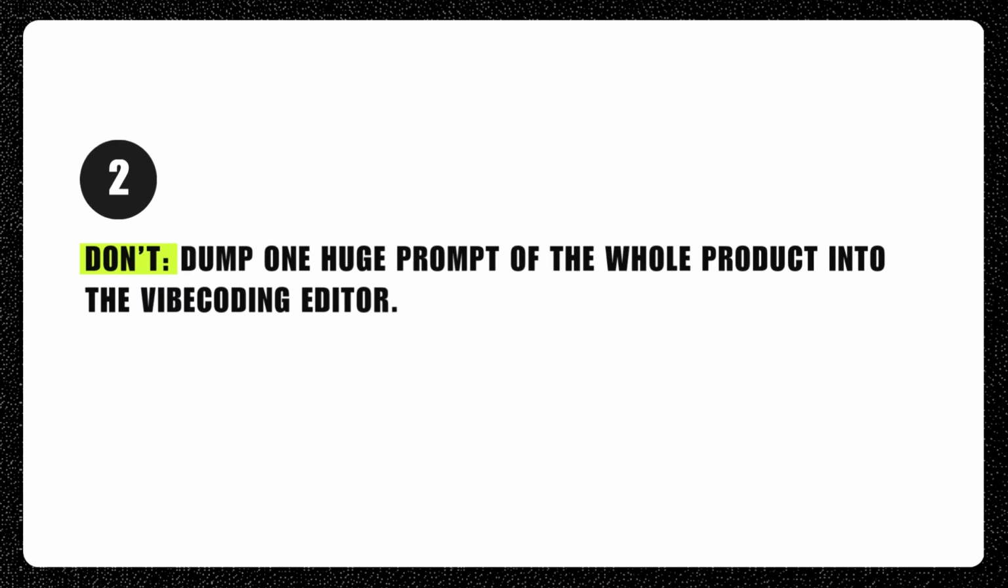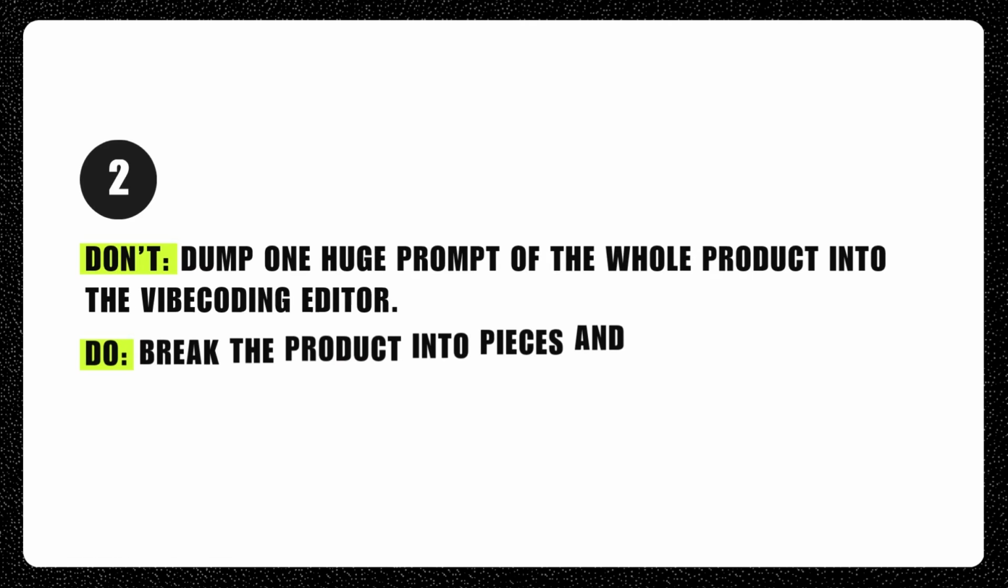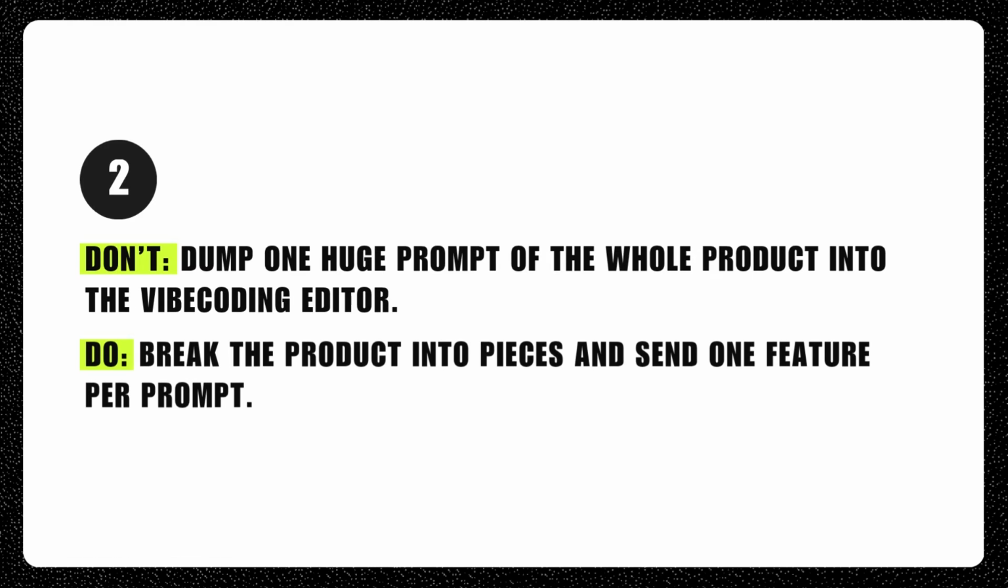So, what do we do next? Don't dump one huge prompt of the whole product into the vibe coding editor. Do break the product into pieces and send one feature per prompt. When you throw one giant prompt into the vibe coding platform, it tries to do it all at once. It can give you an output that is long, messy, and hard to control. And you focus on fixing things that could have been tiny wins.